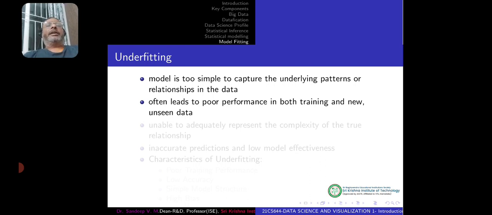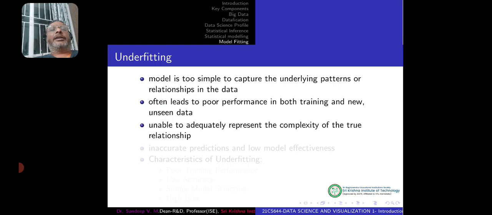While training, the training will not be perfect because if the data is too complex, then a simple model cannot be used to train on the data. So the response will be poor while training, and because the model has not understood the data correctly, it won't be able to predict the outcome for any new data. So the performance is poor in both training as well as testing. It's unable to adequately represent the complexity of the true relationship.